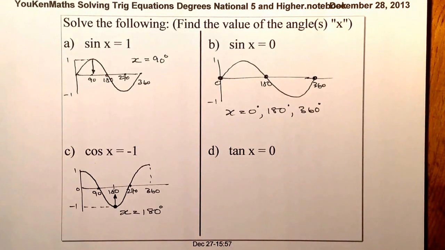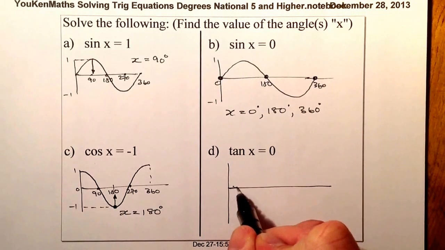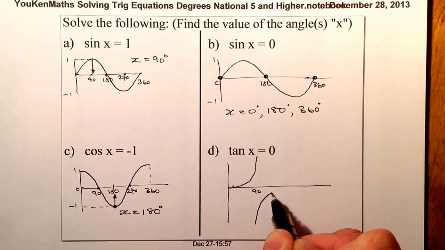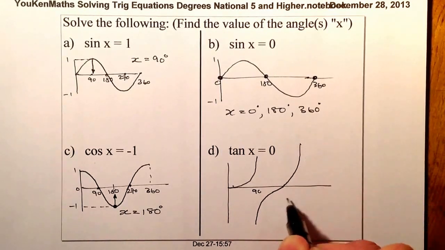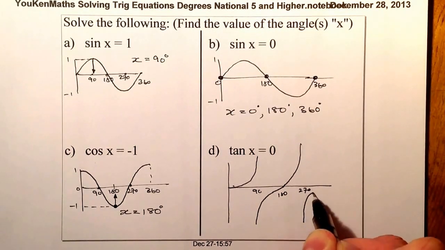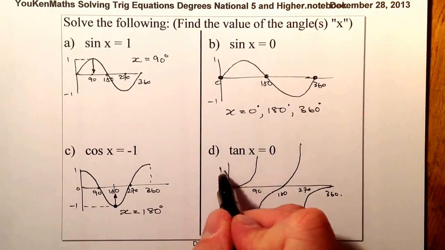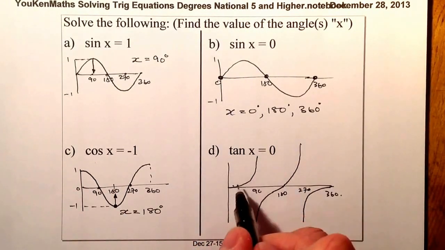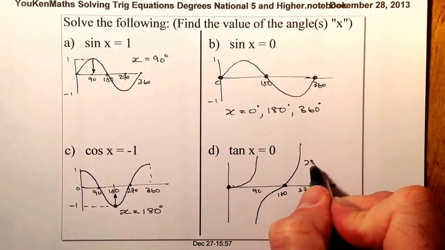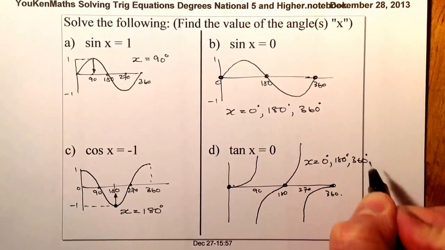Tan x equals 0. So if I think of the tan curve, the tan curve goes up like that at 90 degrees, and then it starts back down here, comes through at 180, and back up to there at 270, coming from here and to there at 360. So what I'd be looking at is where would it equal 0? I've got 1 point here, 1 point here, and 1 point here. So I'm going to be saying that x is equal to 0 degrees, 180 degrees, and 360 degrees.